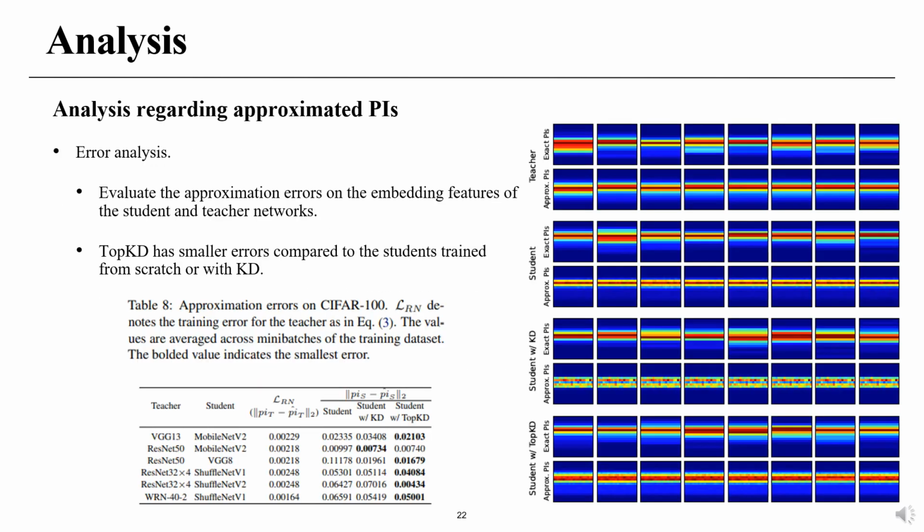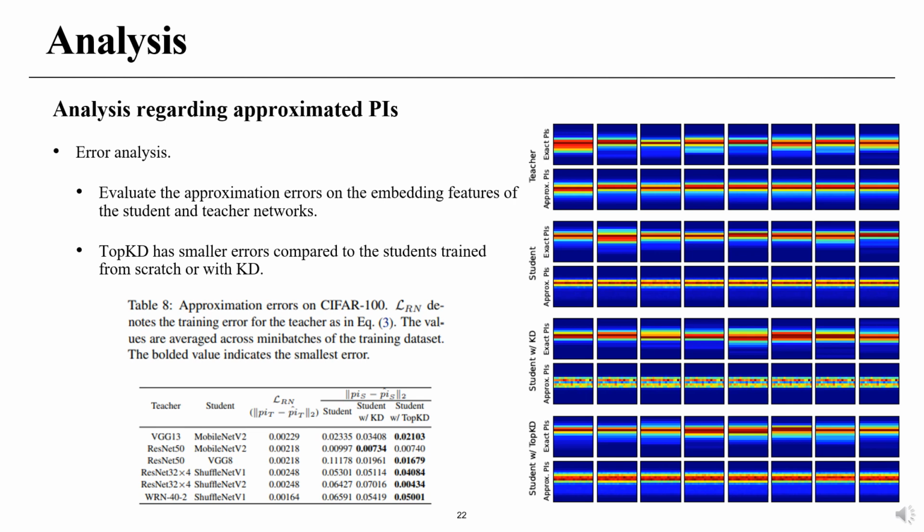We evaluate the approximation errors on the embedding features of the student and teacher networks. In the table, our method has smaller errors compared to the students trained from scratch or with KD. This effectively tightens the upper bound in the previous equation. Since RIPSNet is trained on the embedding features of the teacher network, it produces more accurate approximations for embedding features with a similar structure to the teacher. Thus, we conjecture that the smaller errors observed in top KD suggest that our method produces embedding features more closely aligned with the teacher network than other student networks.